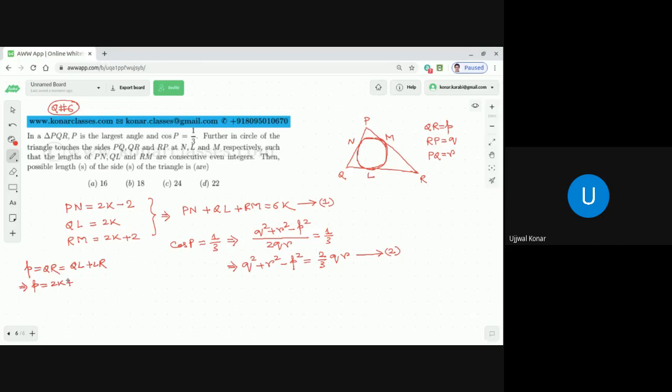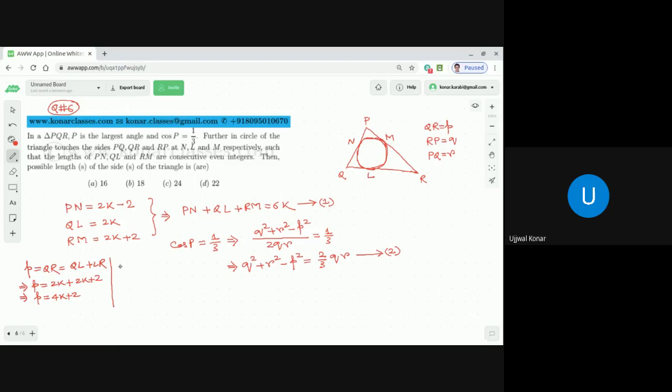And what is LR? LR is nothing but MR. LR and MR both are same. Remember, dear students, from an external point, if you draw two tangents to the circle, then the lengths of these tangents are same. So LR is equal to MR, and MR is equal to 2K plus 2. So we get the value of P is equal to 4K plus 2. I hope you got it, dear students. In the similar manner, you can find the value of Q and R as well.